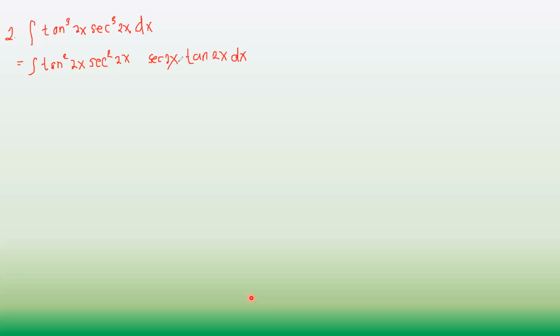Ngayon, anong function ang derivative ay secant u tangent u? Di ba yun ay secant? So, ibig sabihin, dapat lahat ito ay maging secant. Kaya nga, gagamit tayo ng identity ng trigo na tangent squared u is equal to secant squared u minus 1. Palitan natin. Kaya magkakaroon tayo ng integral. So, replace tangent squared by secant squared u minus 1.